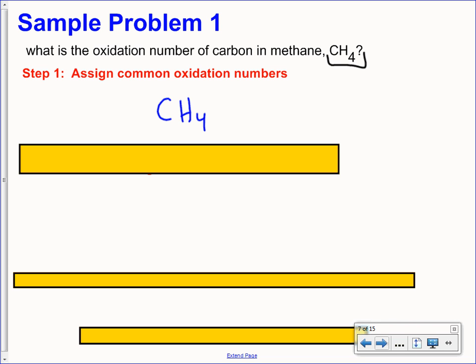So in assigning common oxidation numbers, we know that hydrogen in any compound except for hydrides will always have a charge of +1. In this case, we don't know what the oxidation number is on carbon, so we are going to assign that a value of x. That's what we're trying to figure out.